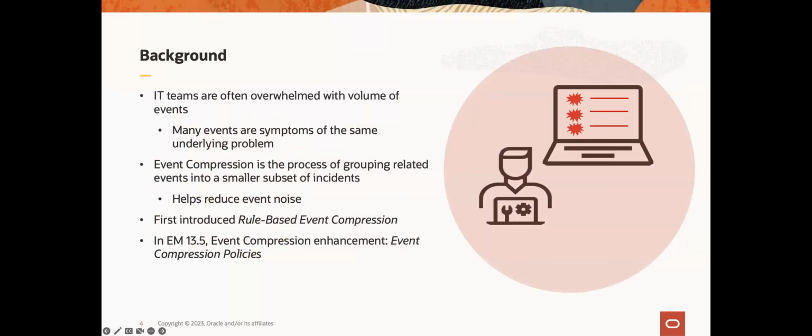Now let's get right into the background for this event compression session. IT teams are often overwhelmed with the volume of events in their IT environment, which can then overwhelm the staff and delay resolving issues. Often these events could be symptoms of the same underlying problem anyways. Event compression is a process of grouping related events into a smaller subset of actionable incidents, and this is a way to help reduce the volume of events that you are receiving.